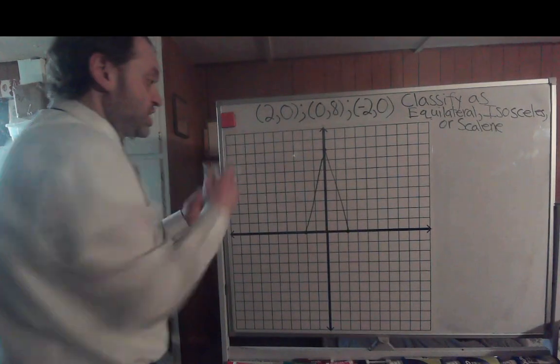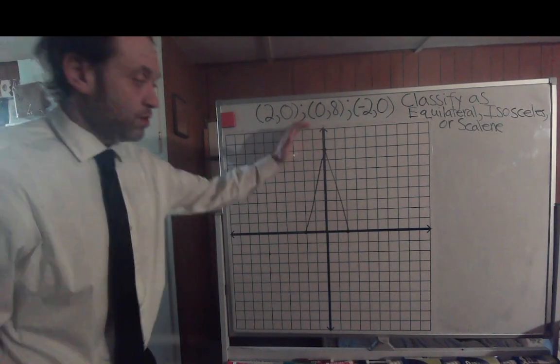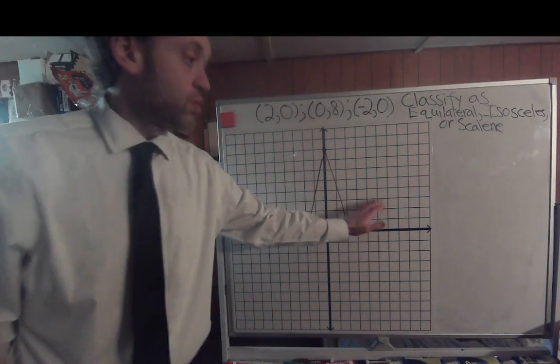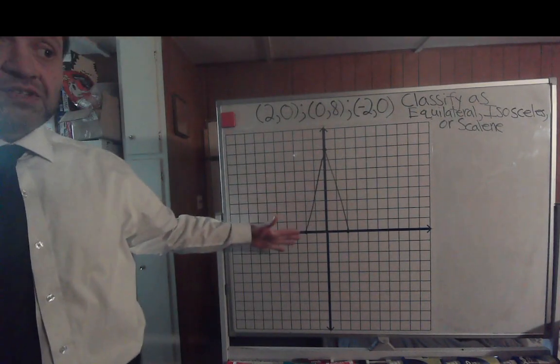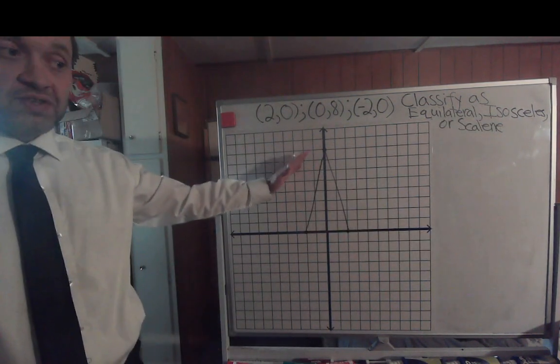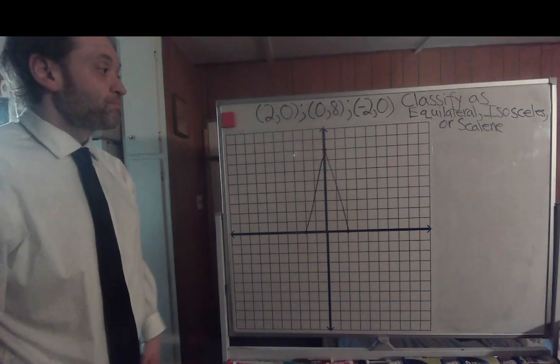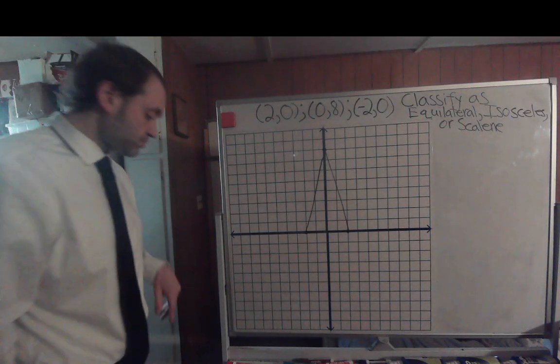So our job here, we have 3 coordinates which form a triangle here in the coordinate plane. It's our job to determine, is the triangle equilateral, which means all 3 sides are the same length? Is it isosceles, which means two of the sides are equal to each other? Or is it scalene, which means none of the sides are equal to each other? Well, here's what we're going to do. We're going to use the distance formula on each side.